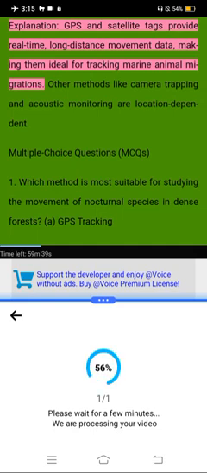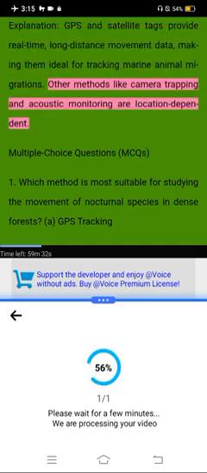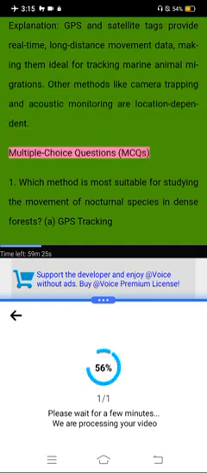Explanation. GPS and satellite tags provide real-time, long-distance movement data, making them ideal for tracking marine animal migrations. Other methods like camera trapping and acoustic monitoring are location-dependent. Multiple choice questions, MCQs. 1.